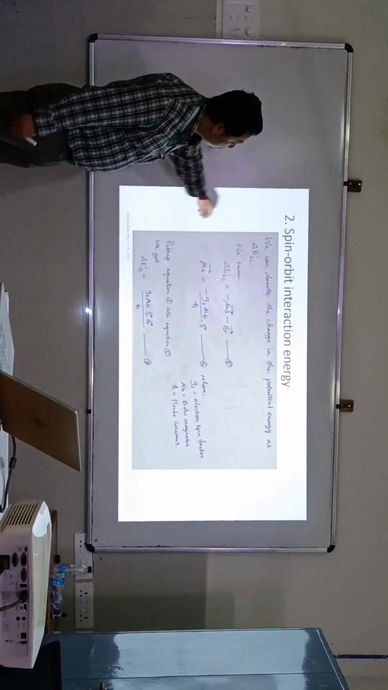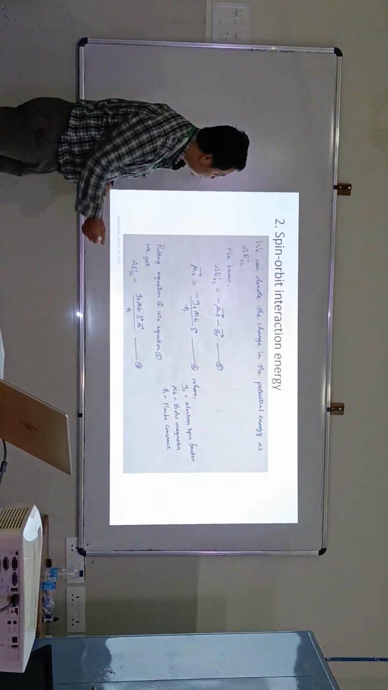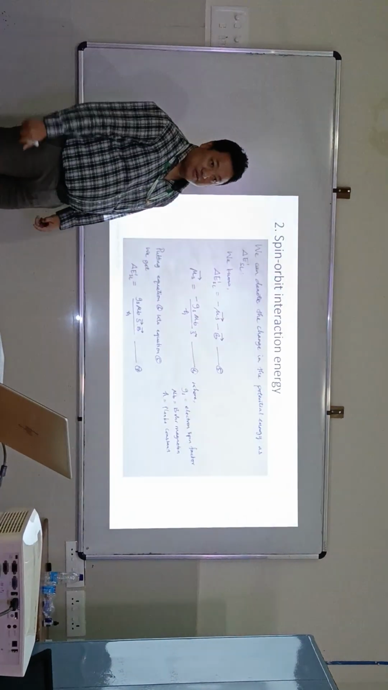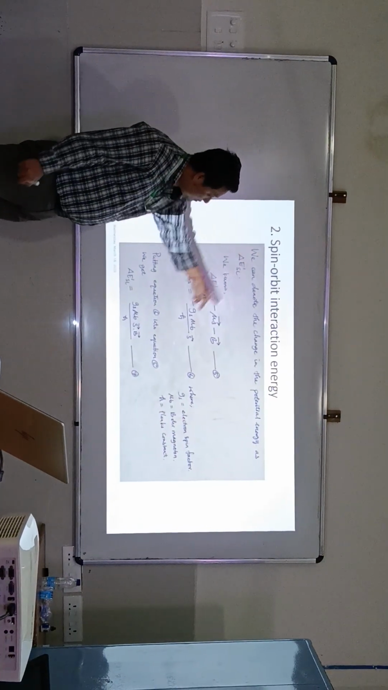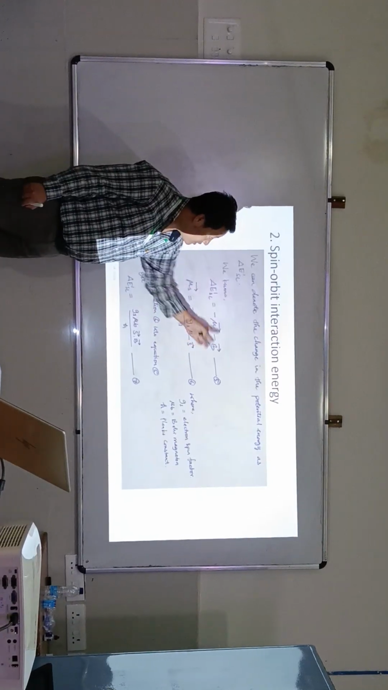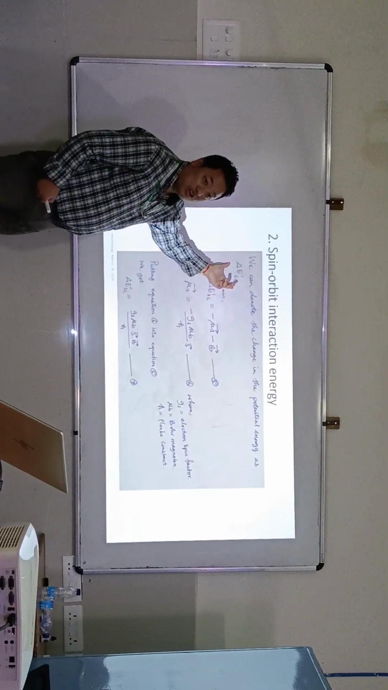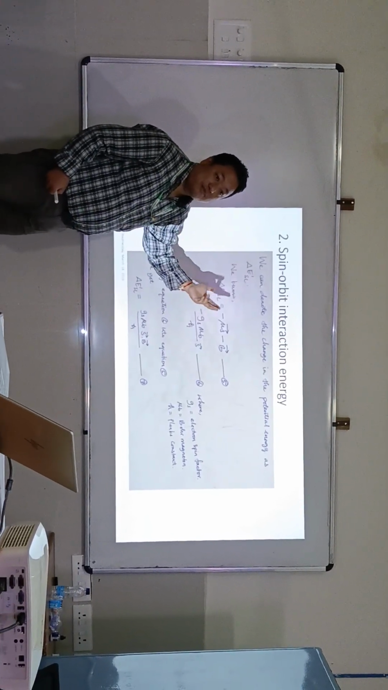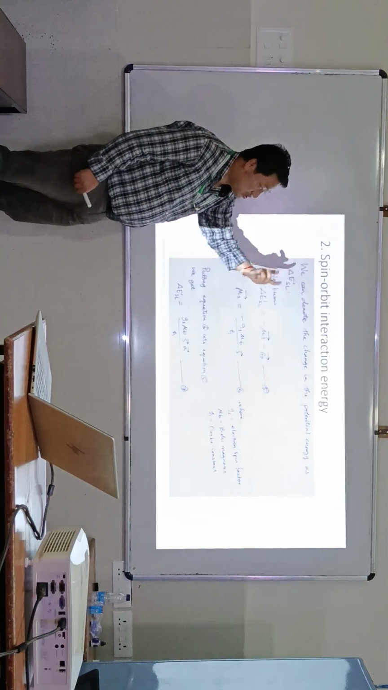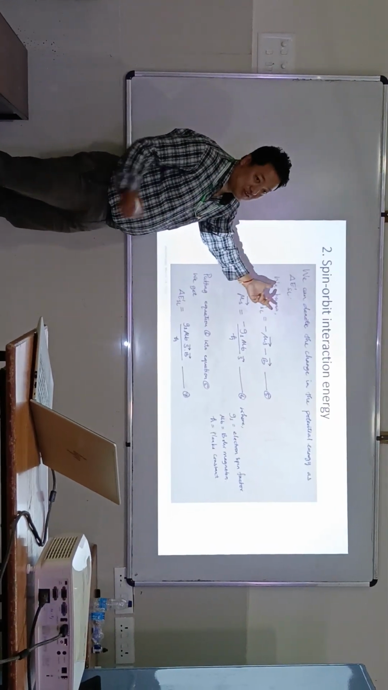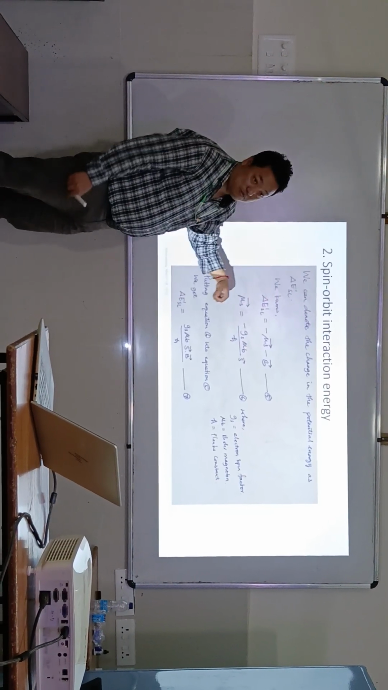Now let's look into the spin orbit interaction energy. The spin magnetic field is given by mu s vector. So mu s vector is talking about the spin magnetic field. When the spin magnetic field and the internal magnetic field interact, there is a change in the potential energy, or you can say a change in energy. It may increase or decrease. So we use delta E dash SL to denote the change in the energy of spin and angular momentum.